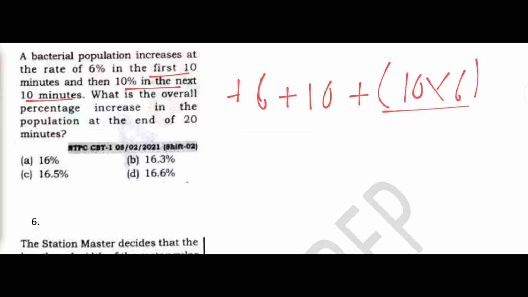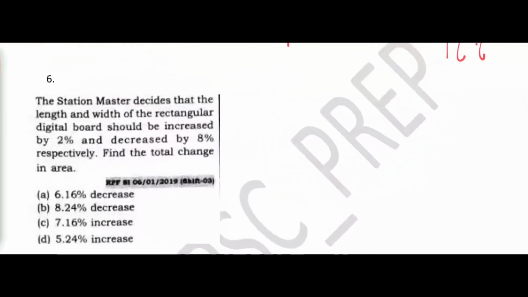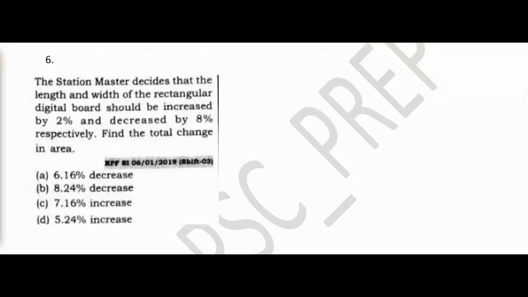A bacterial population increases at the rate of 6% in the first 10 minutes, and then 10% increases in the next 10 minutes. What is the overall percentage increase at the end of the 20 minutes? See, in the first 10 minutes it increases by 6. In the next 10 minutes it increases by 10, plus 10 into 6 upon 100. This and this gets cancelled. This is 16 plus 0.6, which is 16.6. Okay, option D.